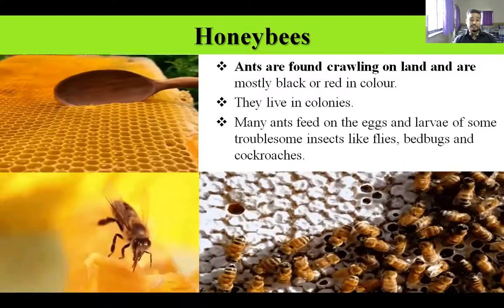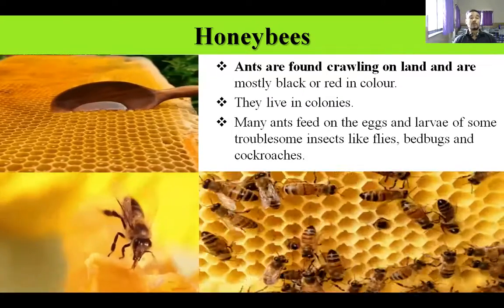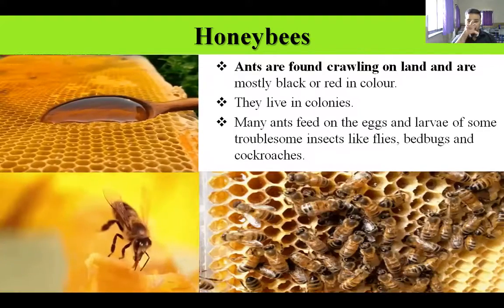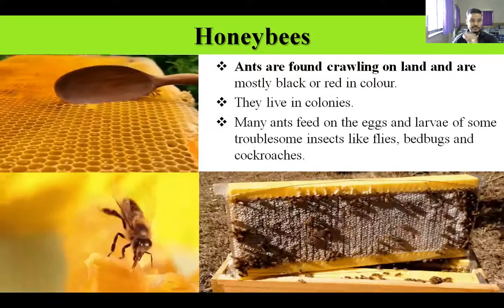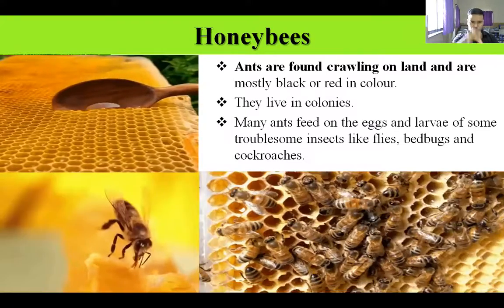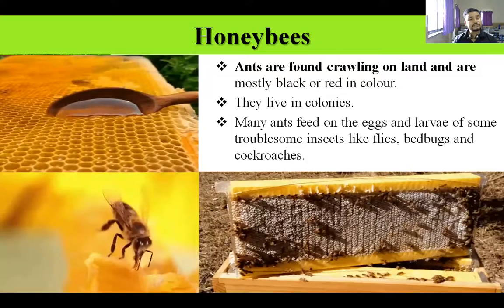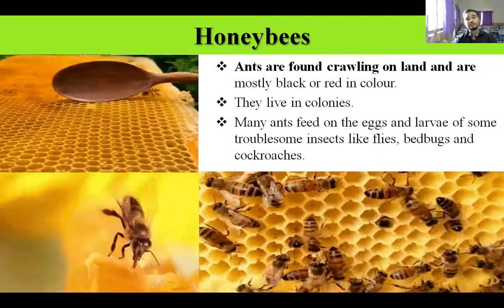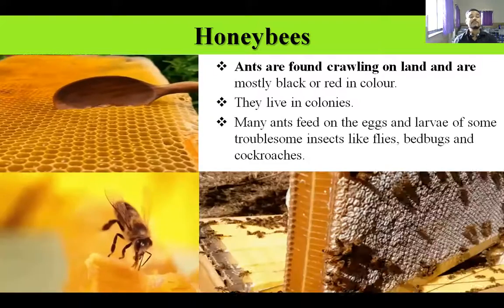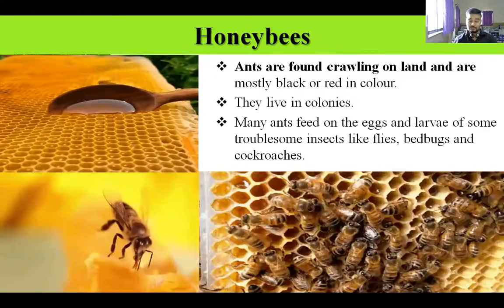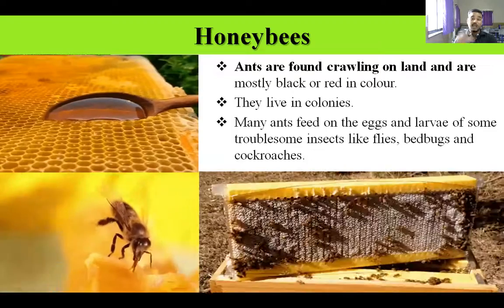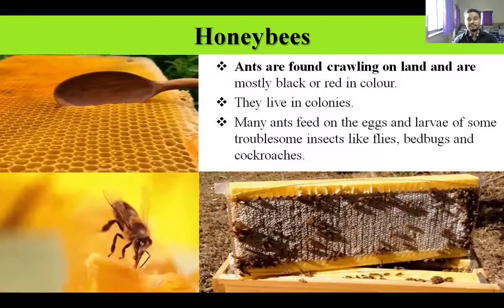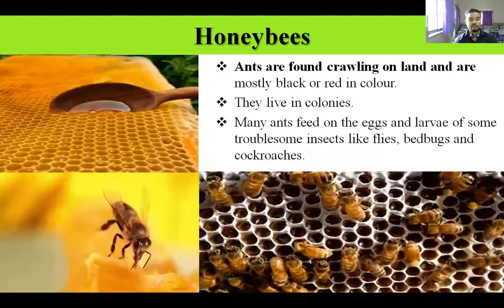Honeybees live in colonies, and what they do, they fly from one flower to another flower, and they have a mouth. It is like a proboscis, you can see in that picture, and from that tube-like structure, they suck the nectar from the flower. Nectar means sweet juice from the flower, and that juice they will deposit in their hives. It is called honeybee hives. They store it there and then we take it out from them. That is the honey for us.